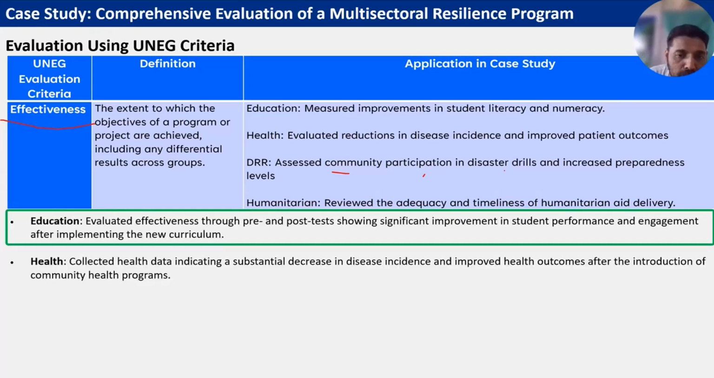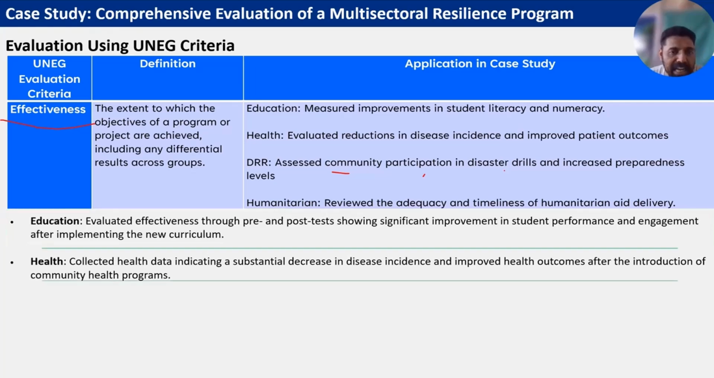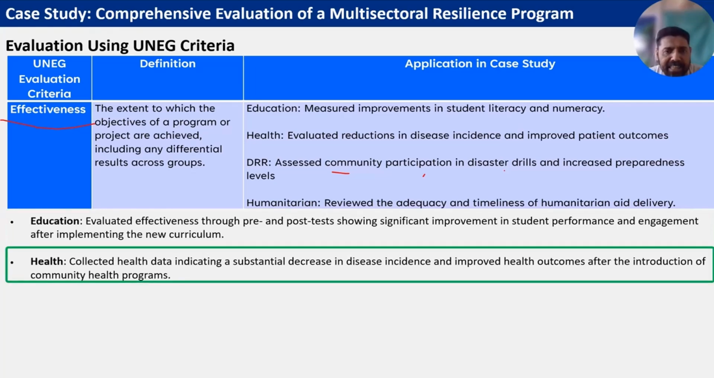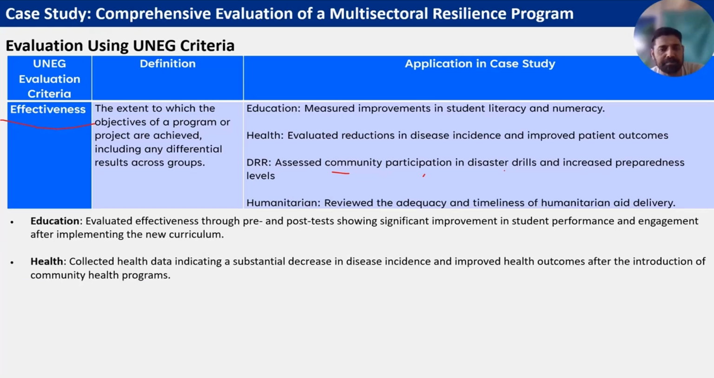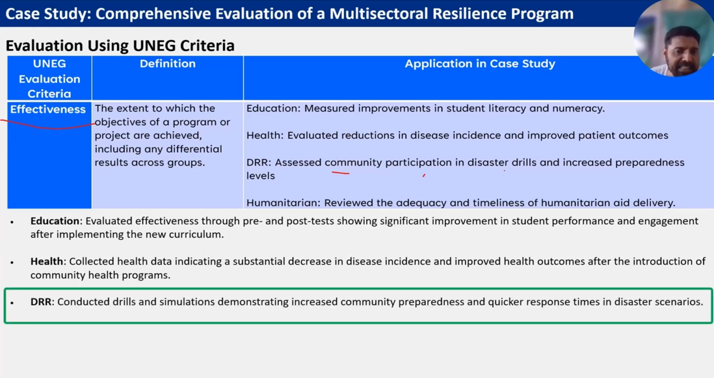Education evaluated effectiveness through pre and post tests showing significant improvement in student performance and engagement after implementing the new curriculum. And health collected health data indicating a substantial reduction in disease incidence and improved health outcomes after the introduction of a community health program. And DRR conducted drills and simulations demonstrating increased community preparedness and quicker response time in disaster scenarios.